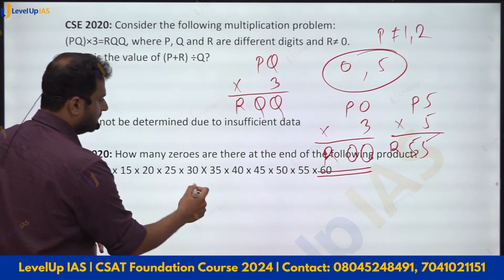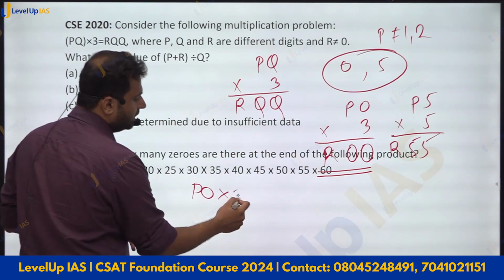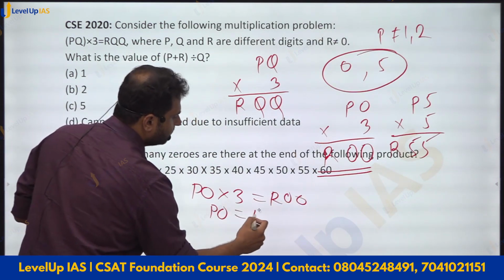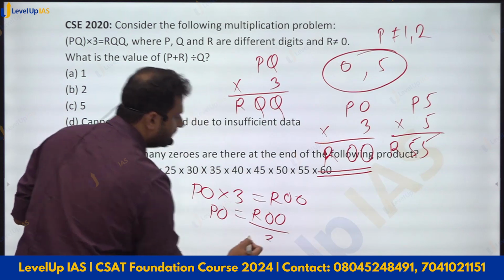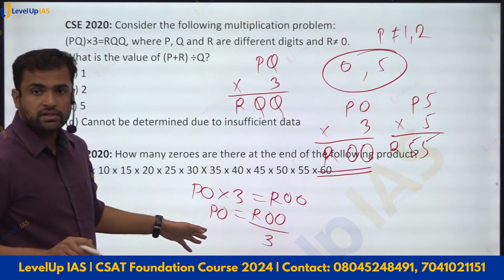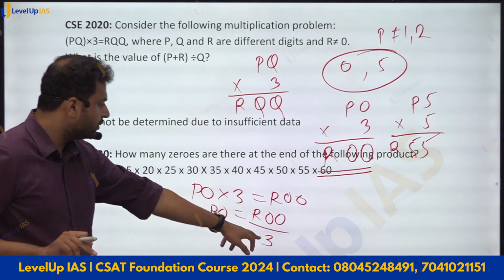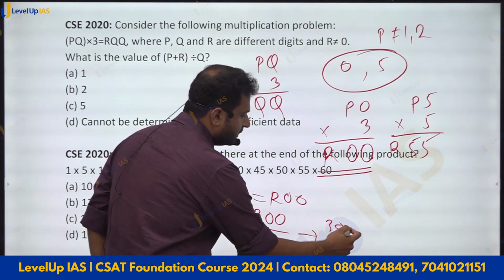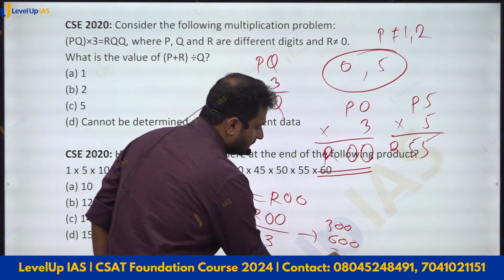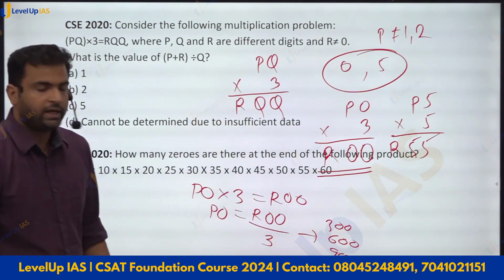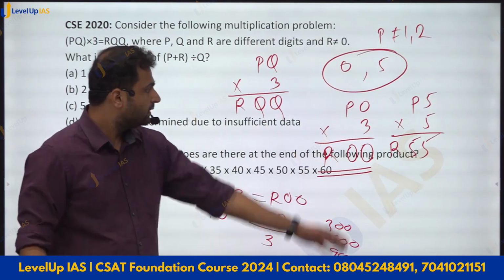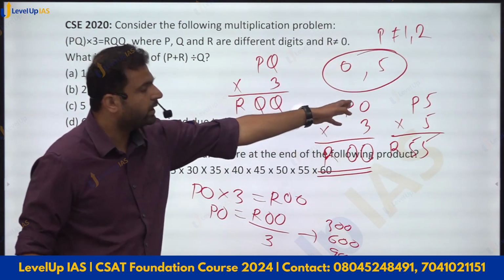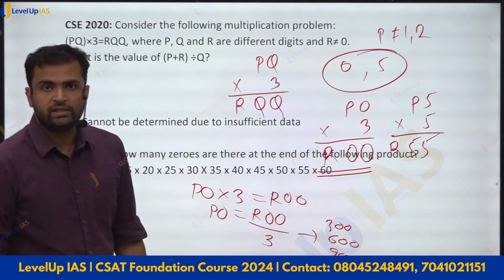So P0 into 3 is equal to R00. So P0 is equal to R00 divided by 3, and this is an integer, not a fraction. So R00 has to be divisible by 3. So R00 can be 300, 600 or 900, something like this, right? But can it be 300? Any 2-digit number into 3, can it be more than 300? No, even if you take 99 into 3, you get 297.